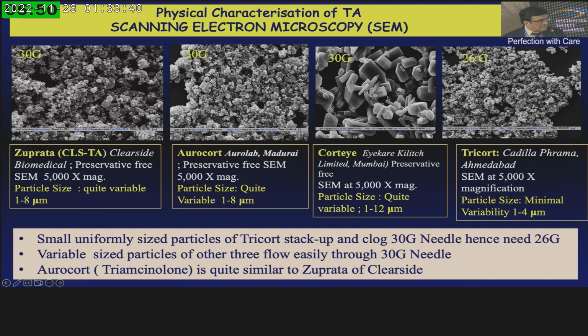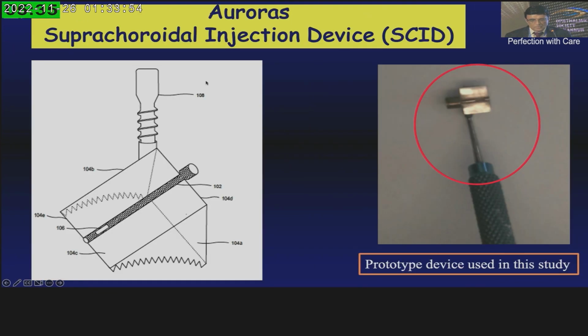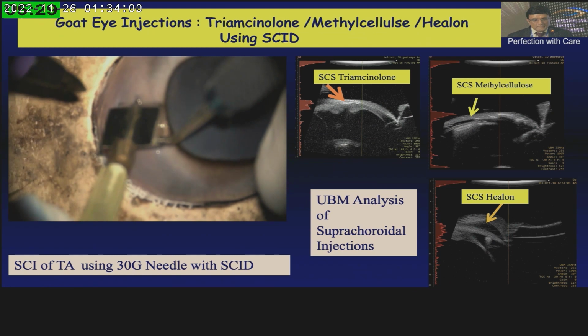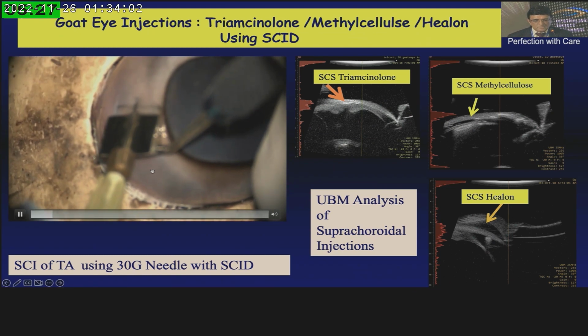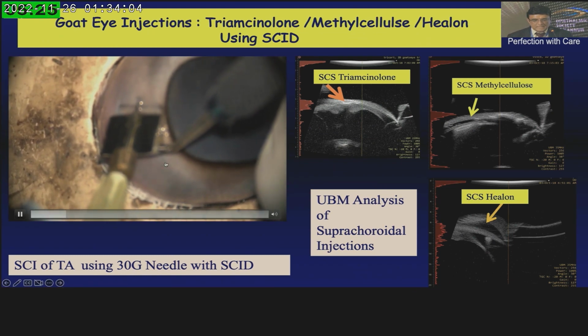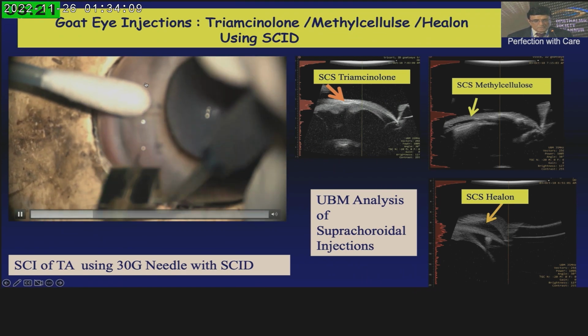So these were the scanning electron microscopic studies we did, and we found that Orocort is as good as Zuprata. So there is no reason why you should be thinking of Zuprata. This is Zuprata, and this is Orocort under scanning electron microscopy, and it goes to a 30 gauge needle. We constructed this device which is used for suprachoroidal injection, and we did animal experiments. You see this is a goat's eye, the injection being done. You will see the injection being done into the suprachoroidal space.